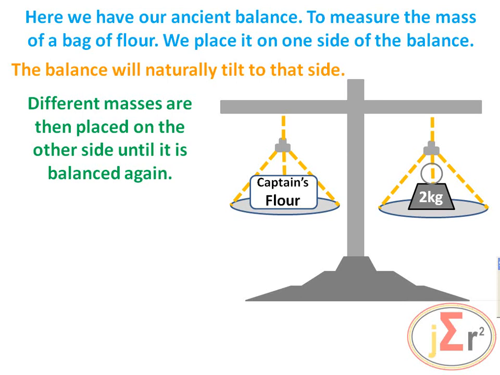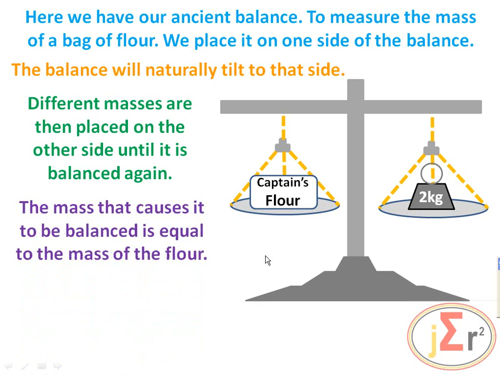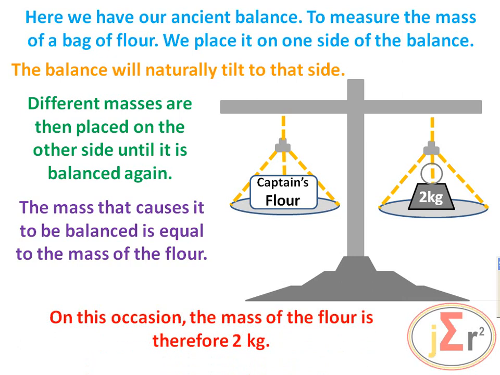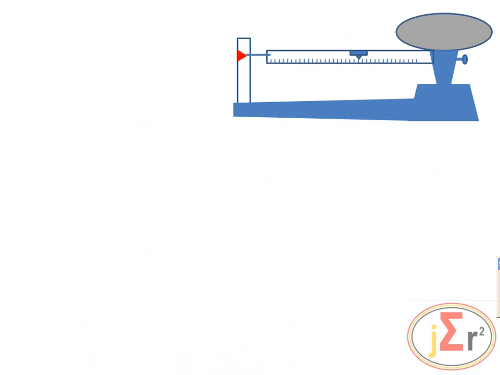So we balance this with a 2 kilogram mass. Therefore, the mass of Captain's flour that we have on this side is 2 kilogram. The mass that causes it to balance is equal to the mass of the flour. On this occasion, the mass of the flour is therefore 2 kilogram.